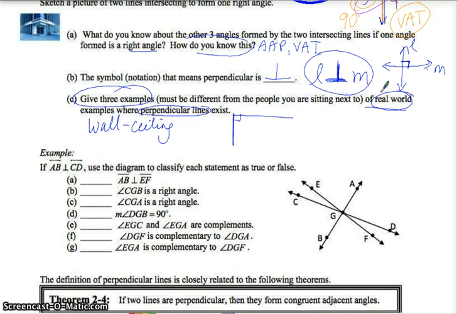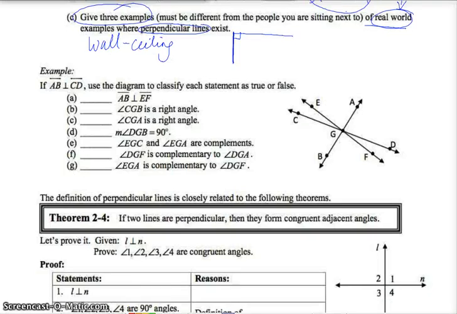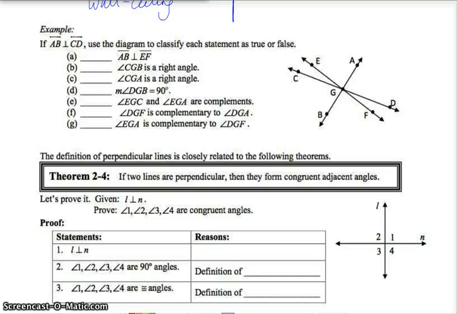Okay, let's look at this next example. If line AB is perpendicular to line CD, so I'm going to go ahead and put the symbol here because that will help me. Use the diagram to classify each statement as true or false. So go ahead and push pause, try to go through these on your own, and then check your work with me as soon as you're done.